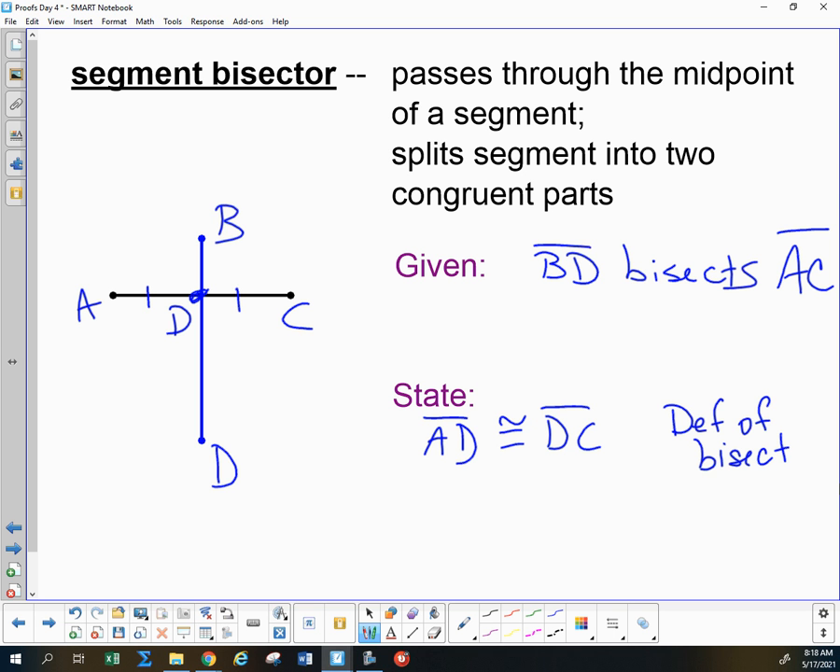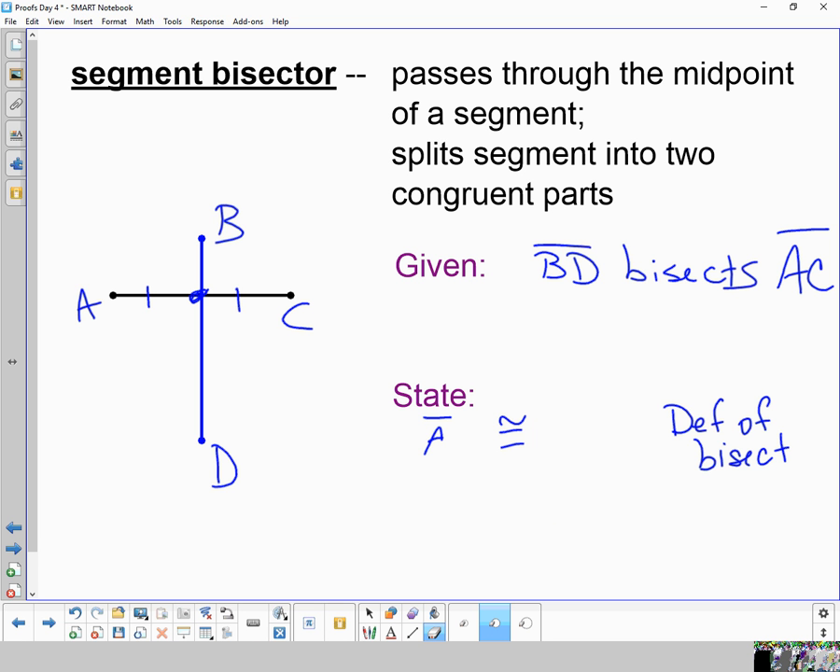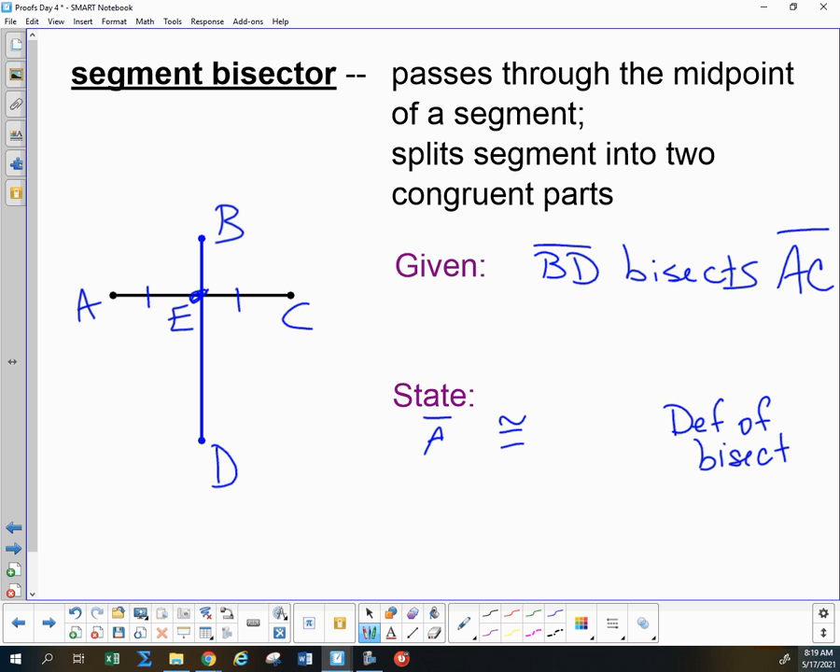Molly? Yeah, I need a different letter. You are exactly right. Thank you for catching that. It'd be easier if I erase it here, so let's fix that. That one would need to be E since I already used that up. So I could say AE is congruent to EC. Does that look better now? Thank you very much for catching that.